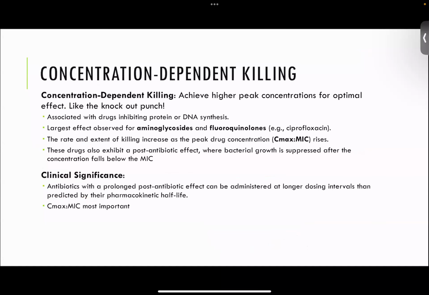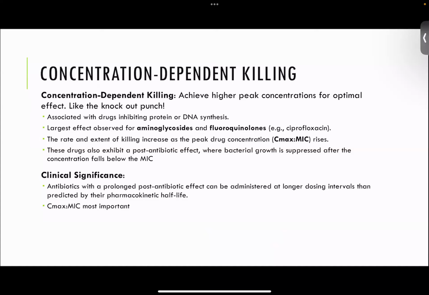And how about concentration-dependent killers? Concentration-dependent killers are the other end of the spectrum. Concentration-dependent killers rely on high peak concentrations to knock out the bug. So I think of this as a prize fighter. You gotta get that thing. Give him a punch. So here that peak concentration becomes important, doesn't it? Not so much the annoying, but getting those peaks nice and high.